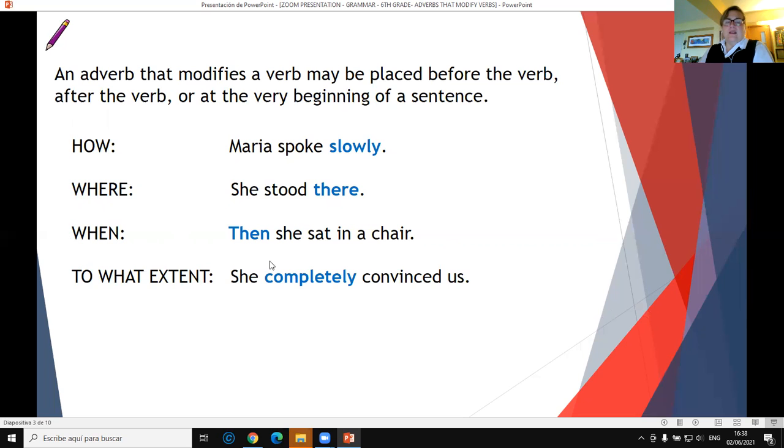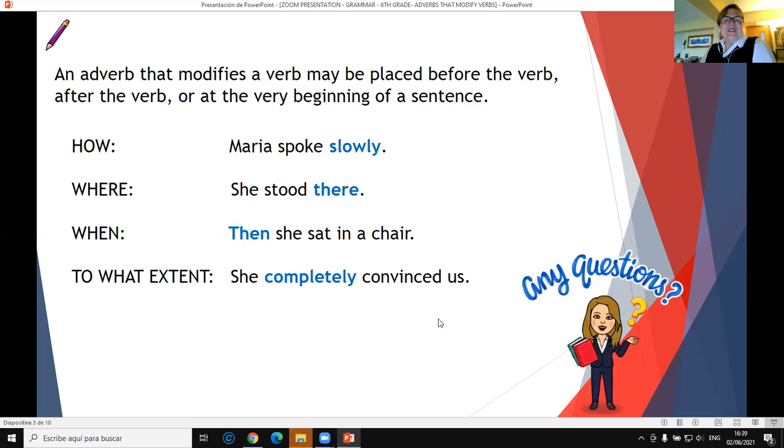An example of when, we have this sentence: Then she sat in a chair. So then is when she sat in the chair. So then is an adverb that tells us when. And to what extent? We have this example: She completely convinced us. This word completely is the adverb that is telling us to what extent we were convinced. She convinced us completely, not partially. So it's complete, totally.